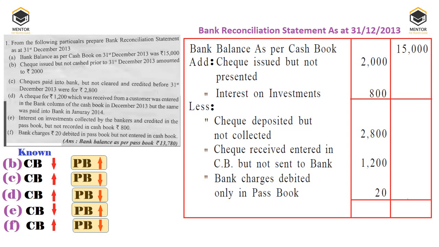Quite easy. It is not difficult. Just follow my instructions and explanation. You can easily do any kind of problem, whatever the difficulty level, right? This is one of the easiest and most scientific methods of doing BRS. There are n number of methods, but this is the most appropriate method according to me. Then make the summation of the add items: 15,000 and 2,800, 17,800. Then make the summation of the less items, 4020, and deduct it from 17,800; we'll get 13,780, right? So what is this? This is the bank balance as per the passbook. So this is the way we need to prepare the BRS, right?